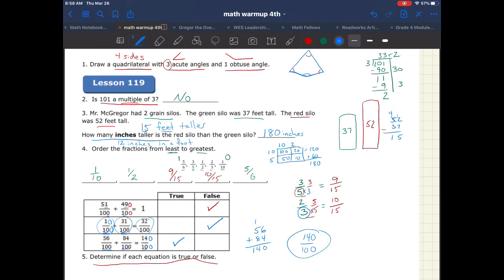So all three of these were just being tricky and trying to confuse you. And there we go. We have finished lesson 119.